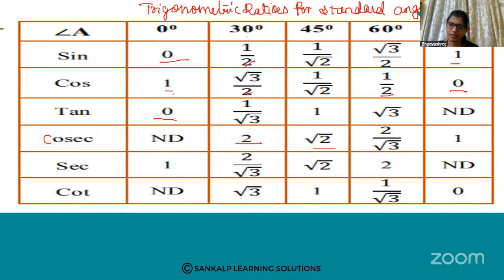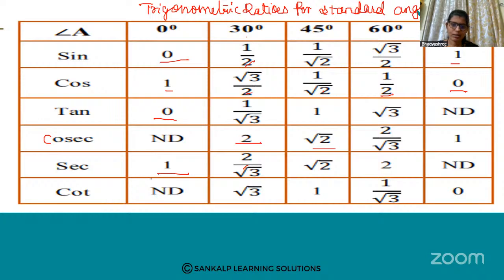Sec 1 by 1, that is 1. 2 by root 3. Sec 30 degree is 2 by root 3. Sec 45 degree root 2 by 1, that is root 2. Sec 60 degree 2 by root 3, and sec 90 degree is 1.